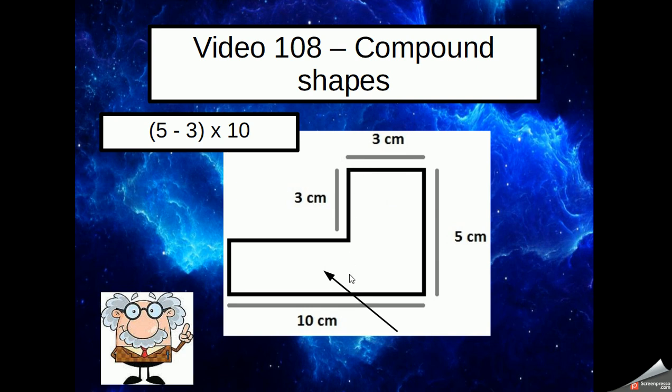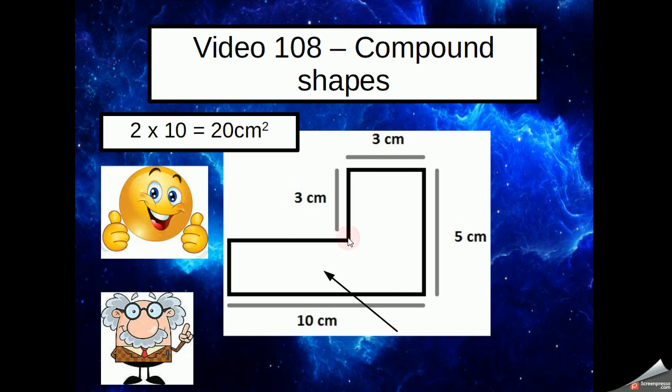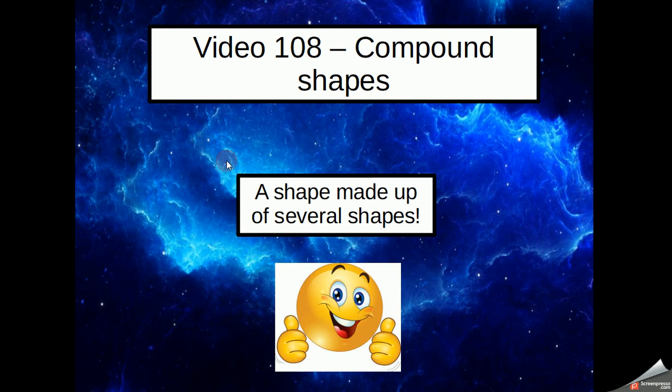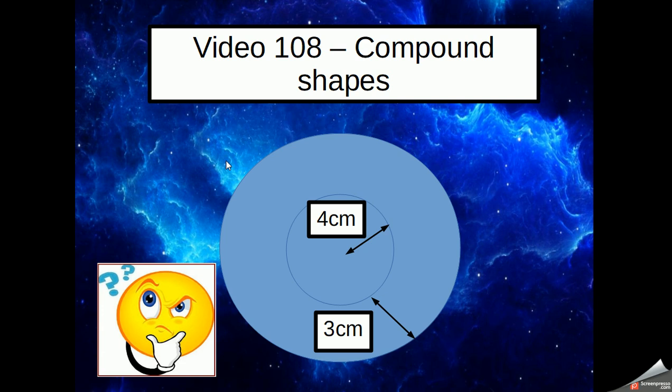So to work out the distance from here to here, all I've got to do is 5, the whole distance, take away the bit that I don't want, 3 centimeters, which gives me 2 centimeters, and the area of the rectangle is 2 times 10, which is 20 centimeters squared. And then I simply add the two together to give me 29 centimeters squared.